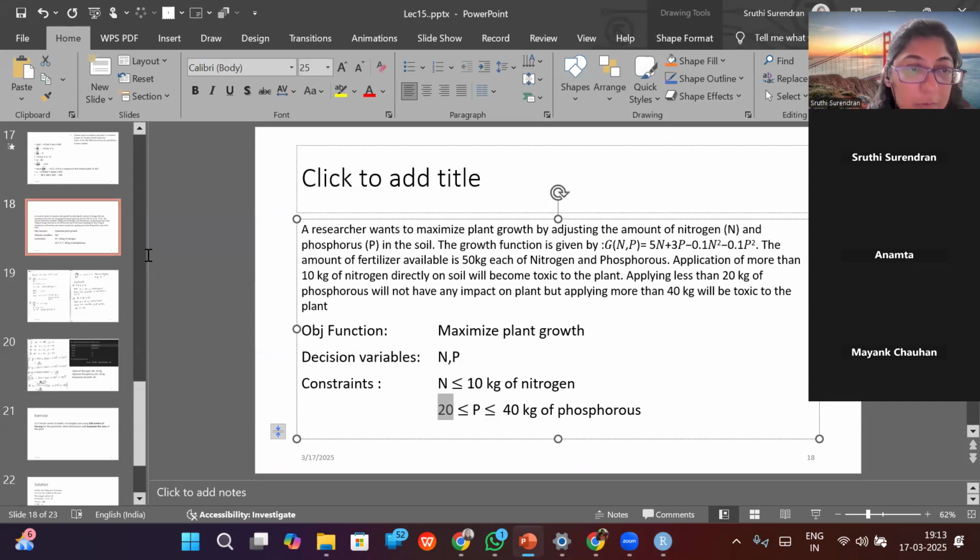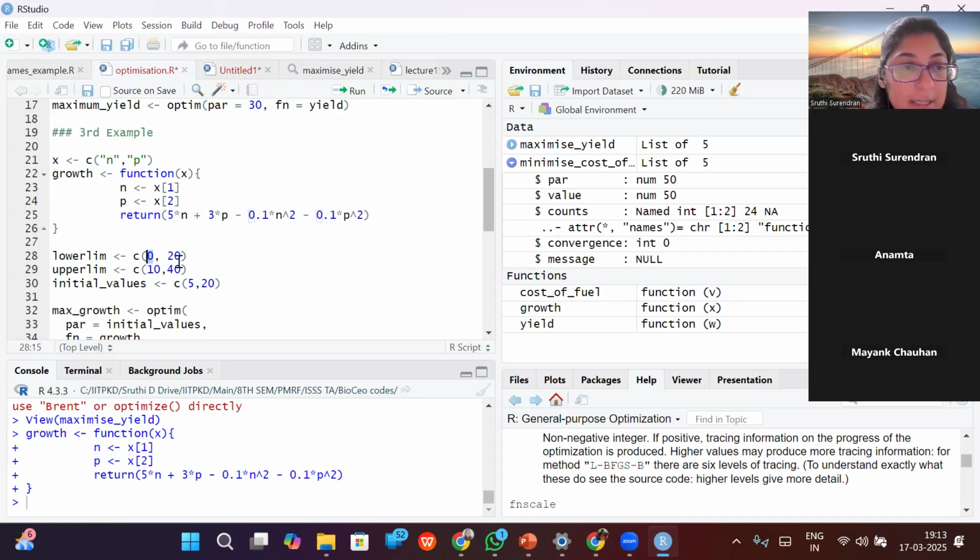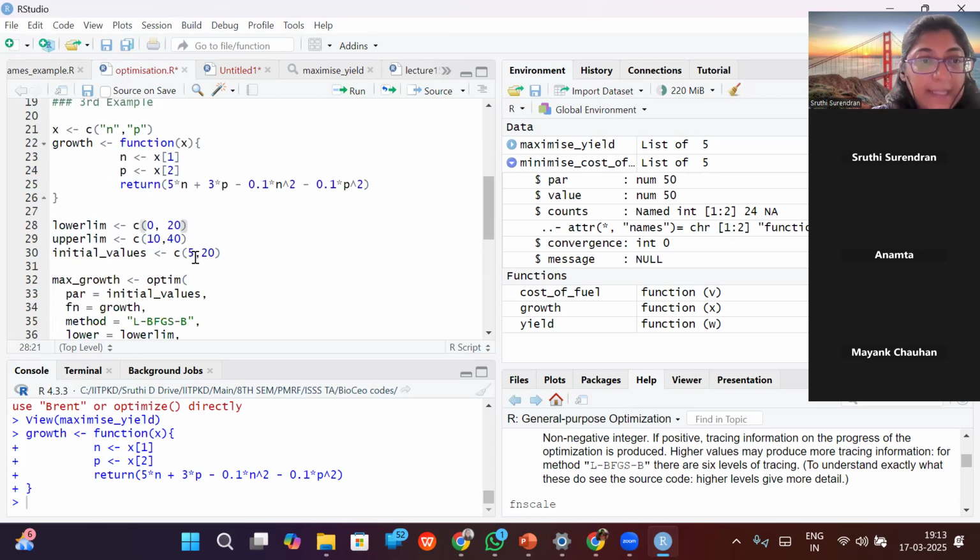The first value has to be the lower limit for nitrogen, and this value has to be the lower limit for phosphorus. Upper limit again 10 for phosphorus and 40 for phosphorus. You should be careful not to give both of the nitrogen value here and the phosphorus value here. We are giving the lower limits together and the upper limits together. And the initial value we'll give. Initial value is going to be something like 5 and 20.